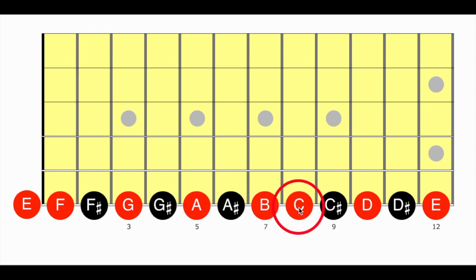Remember, B and E do not have sharps. Therefore, we have a C on the 8th fret. Then we have C sharp on the 9th. Then we have D. After D on the 11th fret, we have D sharp. And on the 12th fret, we have E again. That's why you have double dot position markers on your guitar, because at that point, it starts over. E is open, and E is also on the 12th fret.